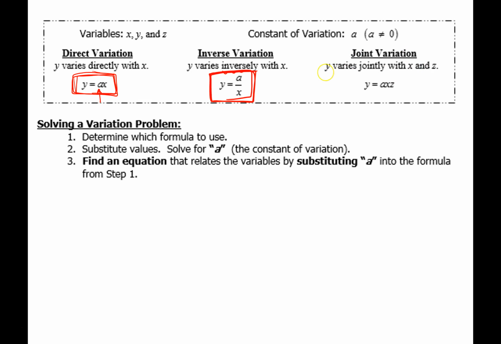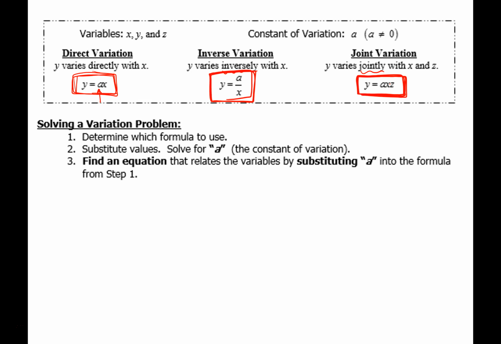The last type of variation is joint variation, and you'll see that it sounds like this, when one variable varies jointly with 2 other variables, X and Z. This is a kind of direct variation, because you're going to have Y is equal to the constant of variation times the 2 variables being multiplied together. So we are going to be looking at multivariable variations, or multiple things that are changing in our equation when we look at joint variation.